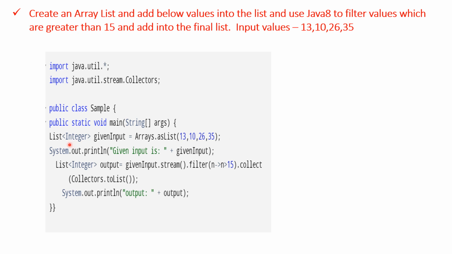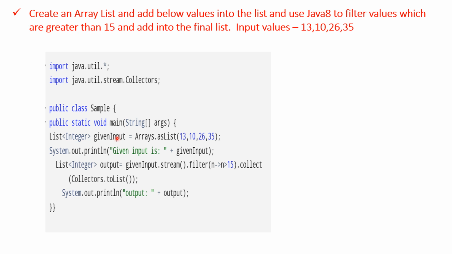So the data type we have to take is Integer here: a List of Integer for the given input, created using Arrays.asList. We can take this method directly from Arrays so that we have all the input values, those numbers. I'm printing the given input, and they are also asking for the output, which we have to add into the final list only. So for the output I'm taking a List of Integer, output, from the given input.